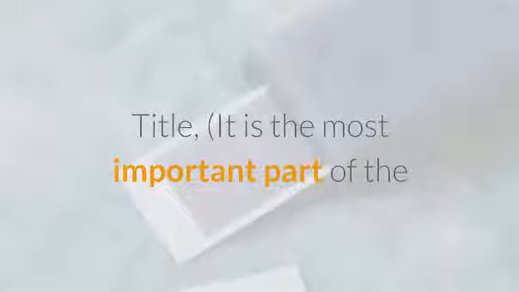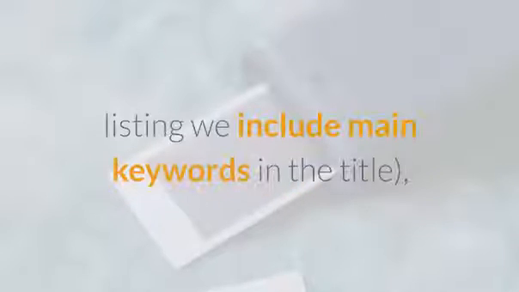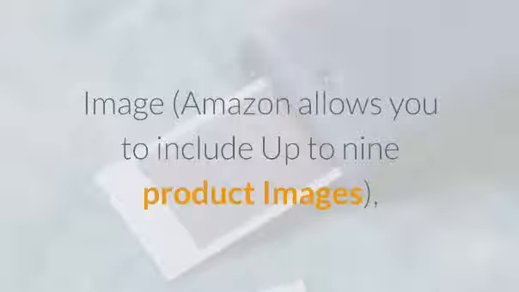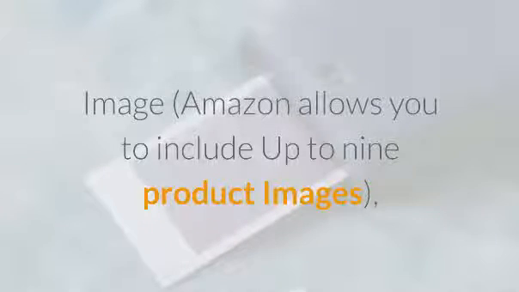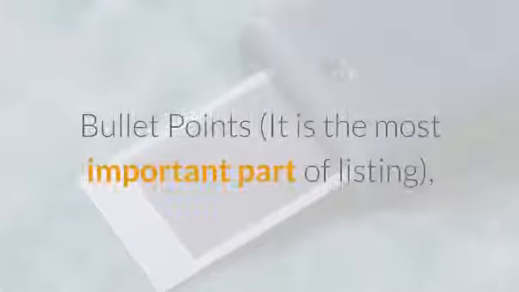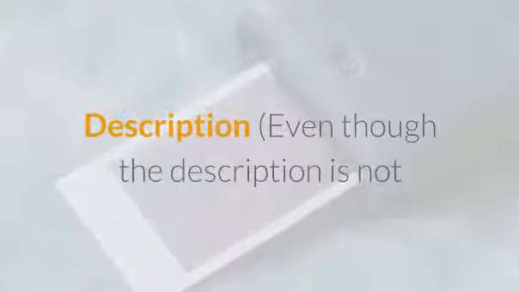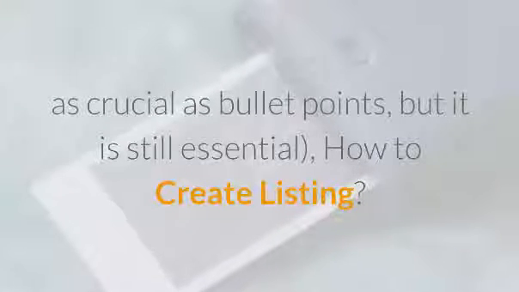Components of listing optimization. Title: it is the most important part of the listing. We include main keywords in the title. Image: Amazon allows you to include up to 9 product images. Bullet points: it is the most important part of the listing. Description: even though the description is not as crucial as bullet points, it is still essential.